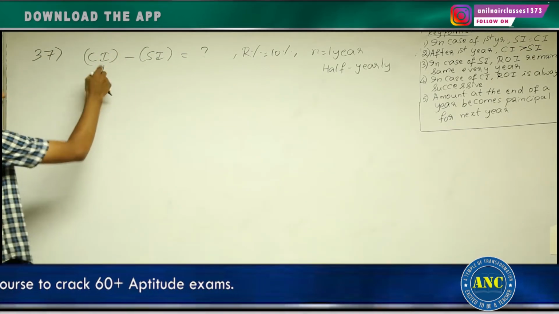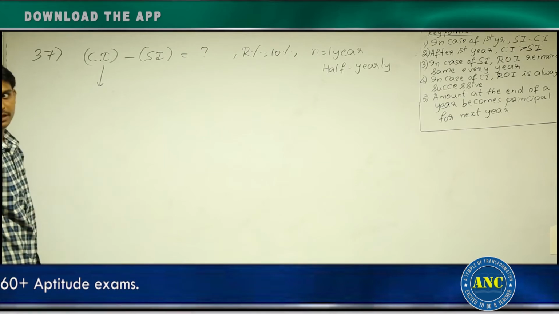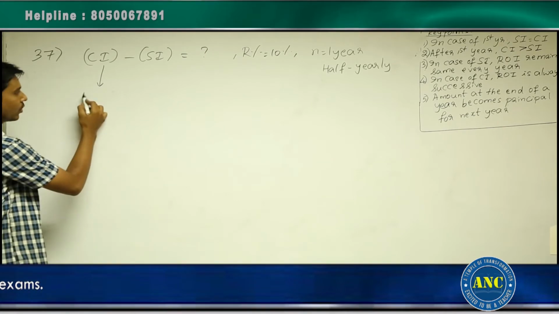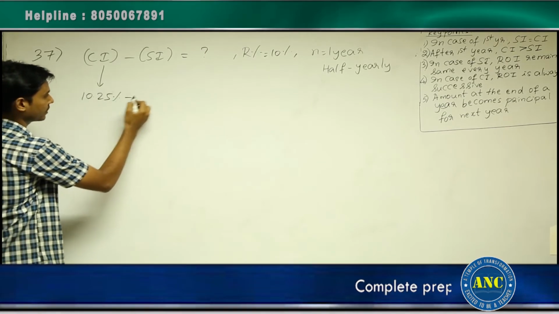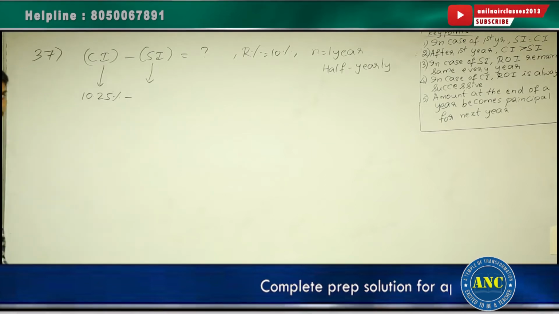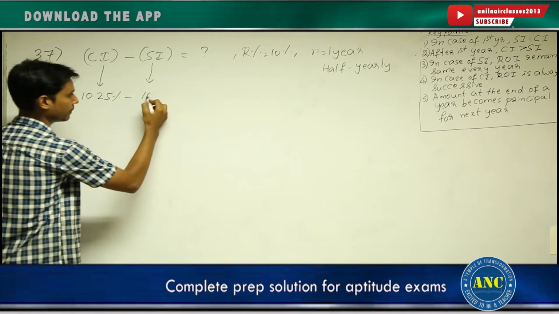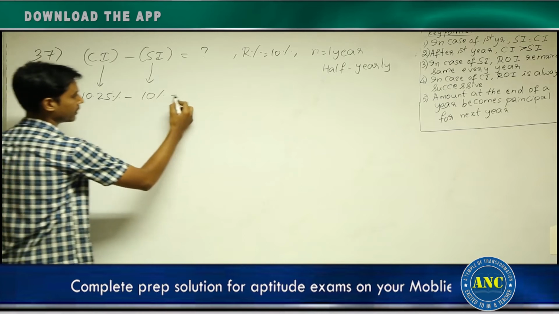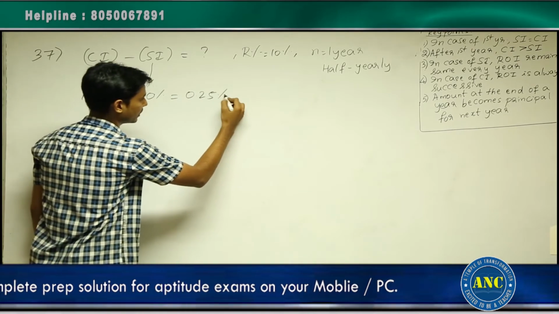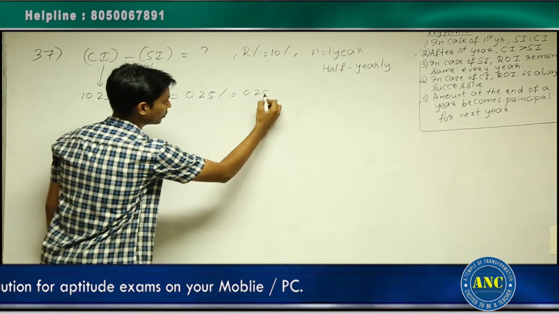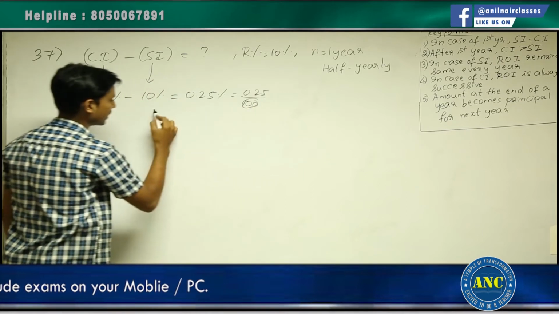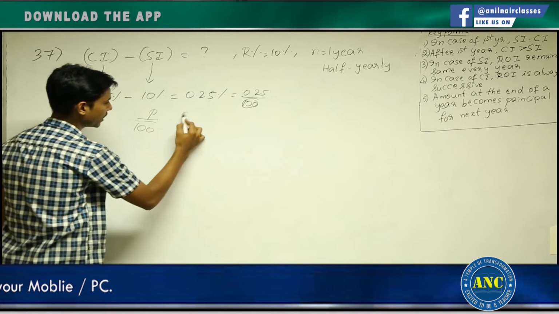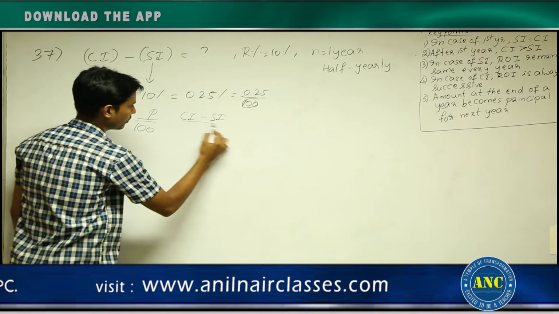5% 2 times. How much will it be? 5 plus 5 plus 5 into 5 by 100, which is 10.25%. Minus simple interest, 5% 2 times, it will be 10%. 10.25 minus 10, 0.25%. 0.25% is 0.25 by 100. If I take 100 rupees from you, the difference will be 0.25.